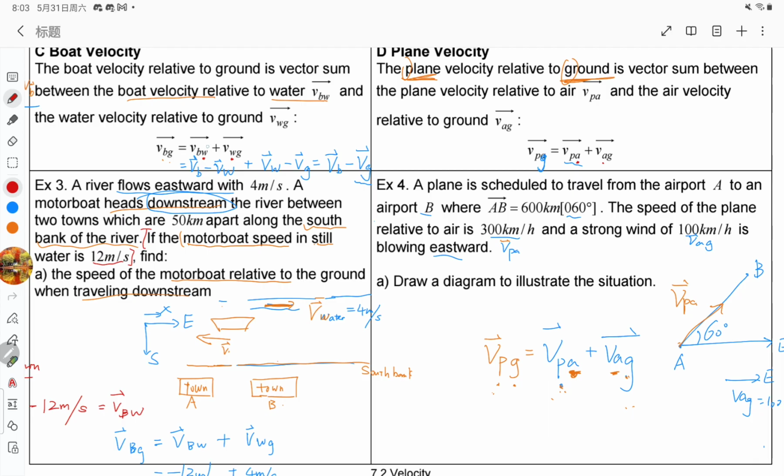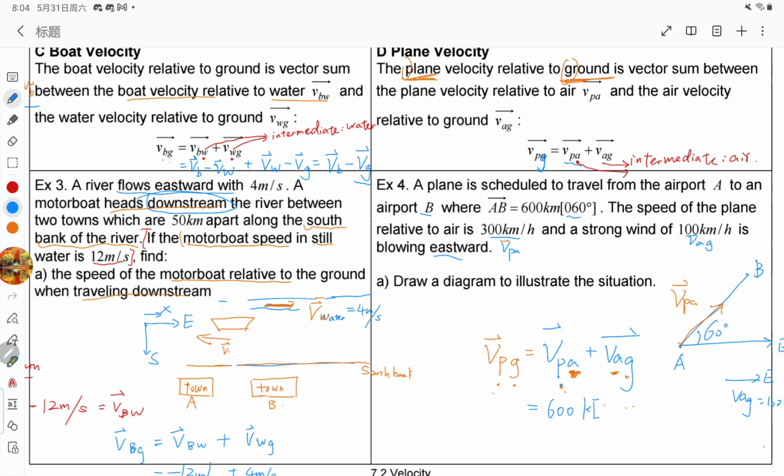So this intermediate is water, right? So let me see. The only difference here is that, oh sorry, the intermediate is the air, right? Yeah. And now we just plug in our definition.